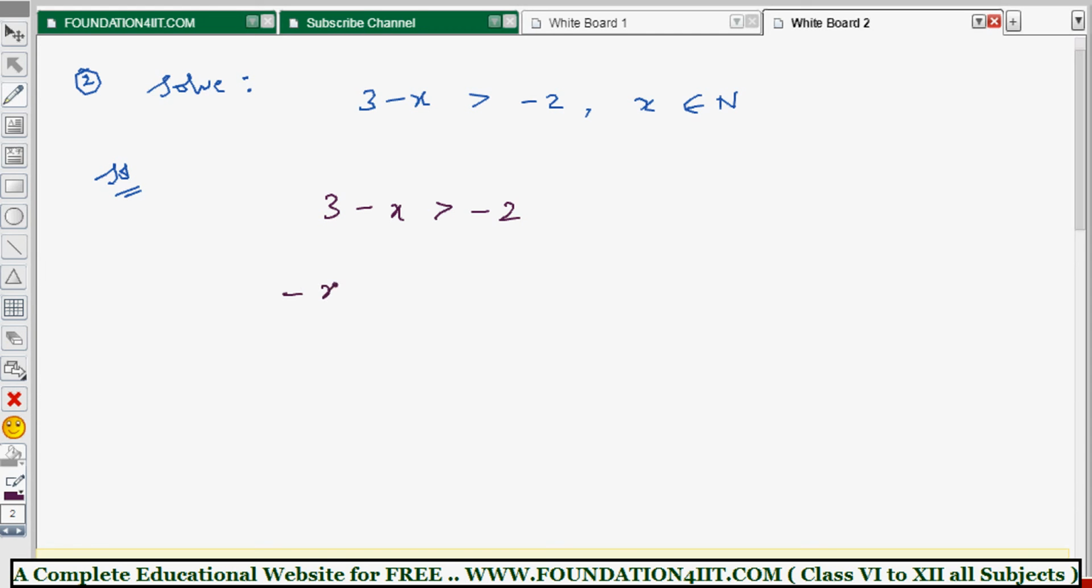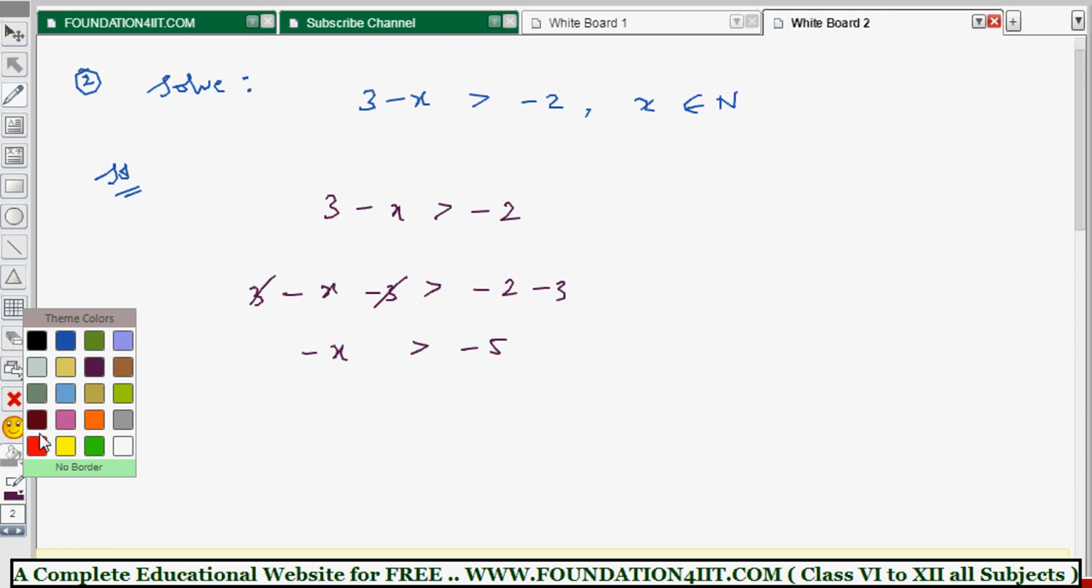Actually this is plus 3 greater than minus 2, and minus 3 plus 3 cancel. So minus x is greater than minus 2 minus 3, which is minus 5. By adding minus 3 on both sides, we got only minus x. Now, this is minus 1 into x, so we need to multiply by minus 1 on both sides.